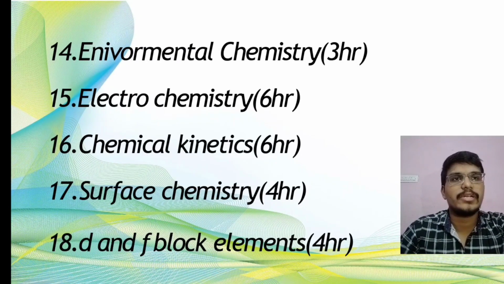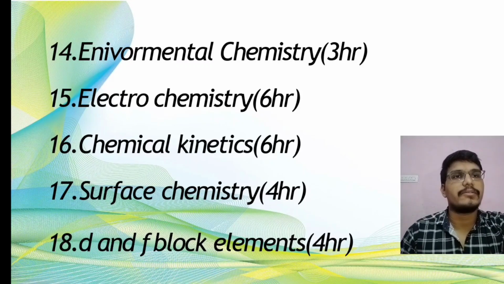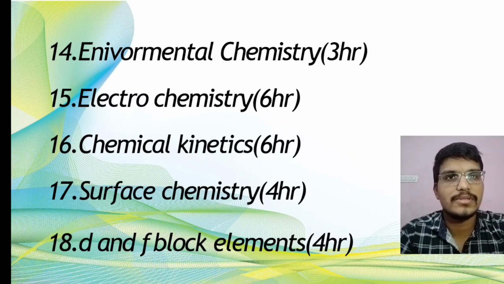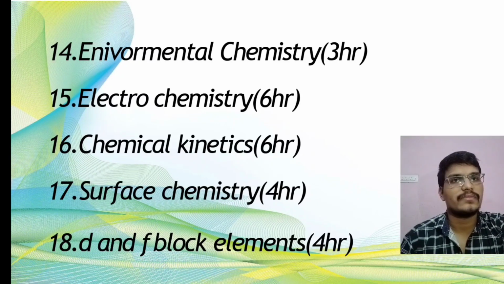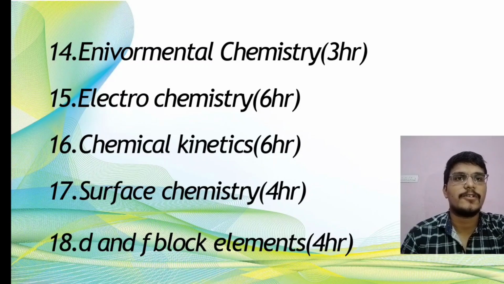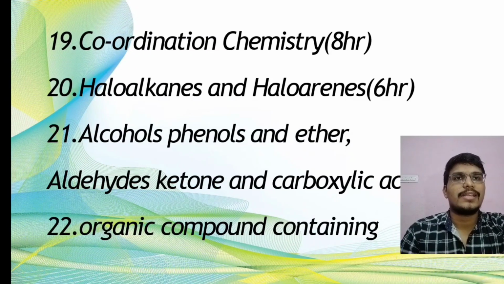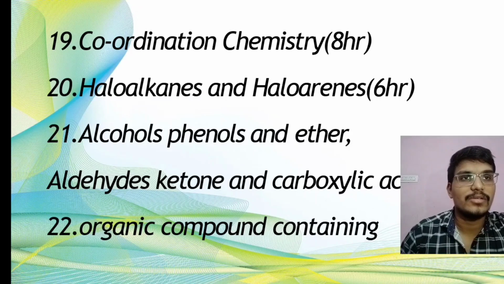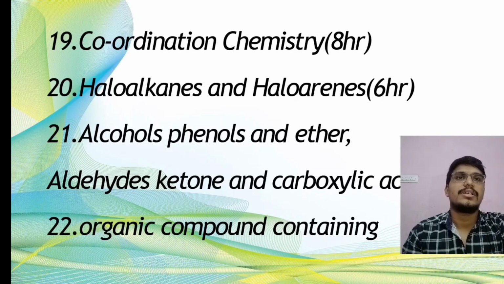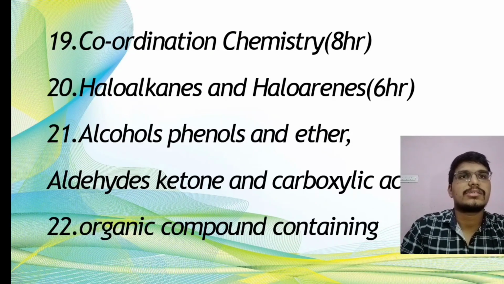Then environmental chemistry, the general overview and chemistry in everyday life, will take 3 hours. Then electrochemistry 6 hours, chemical kinetics 6 hours, surface chemistry 4 hours, D block and F block elements 4 hours. Then coordination chemistry is also a very good scoring chapter. It's a lengthy chapter, so it will take 8 hours.